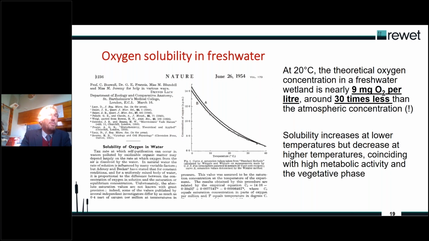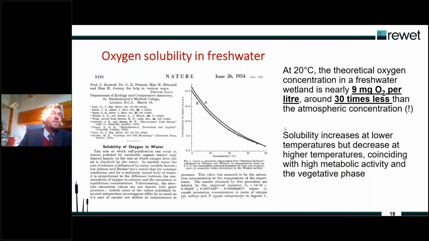This is an old paper from 1954 describing the solubility of oxygen in any aquatic ecosystem, and describing in particular the relationship between the solubility and the temperature of the water. This is something known, but when we compare in 1 liter of water how much oxygen is available as compared to 1 liter of air, we discover that, for example, at 20 degrees, we have in the water nearly 9 milligrams per liter, which is more than 30 times less than the equivalent amount of oxygen in the air, which is more than 300 milligrams per liter.